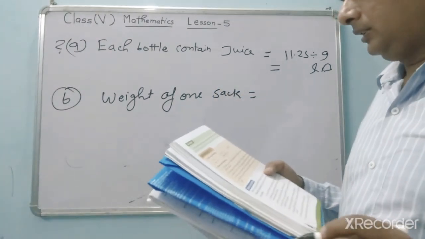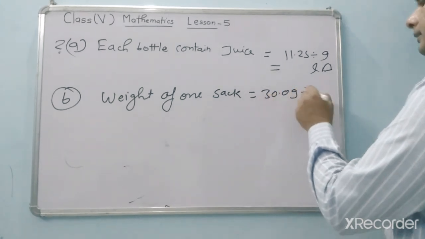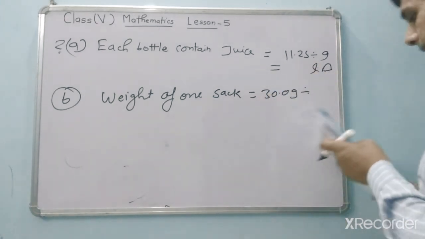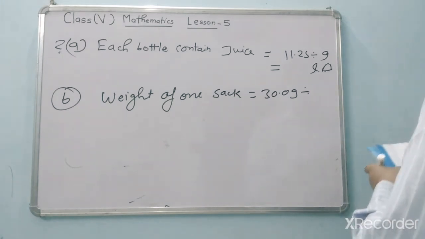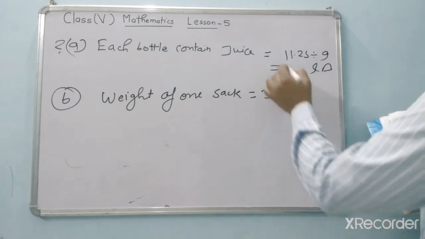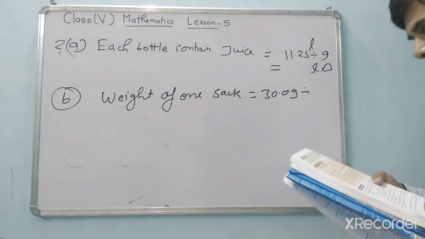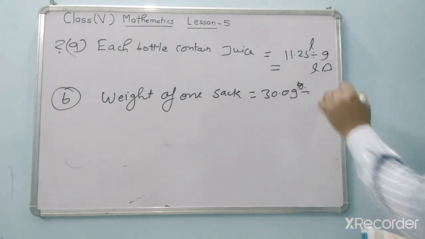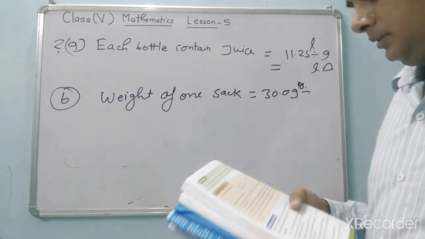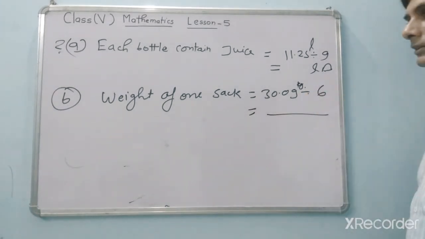Divide 30.09 divide by 30.09. Here, we forgot to write the unit, no? So always write the unit also. 30.09 kg and divide by 6. Divide by 6. What will come? That will be the answer.